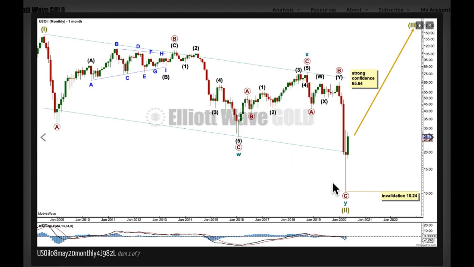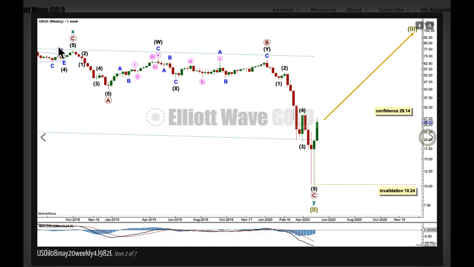If this is a second wave correction, then it should be over here, and a third wave at supercycle degree for oil may have begun here. Let's take a look at how the second zigzag in the double unfolded, where X, the cycle wave X, is this point up here. Cycle Y subdivides as a zigzag, 5, 3, 5.